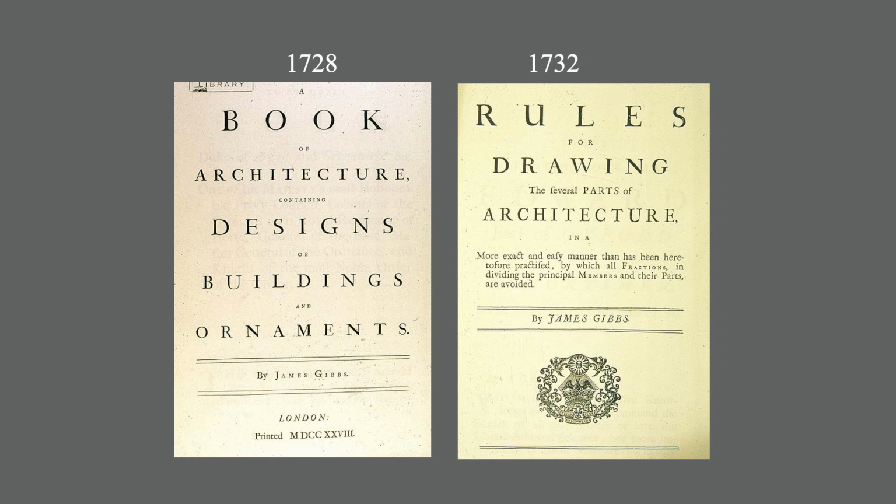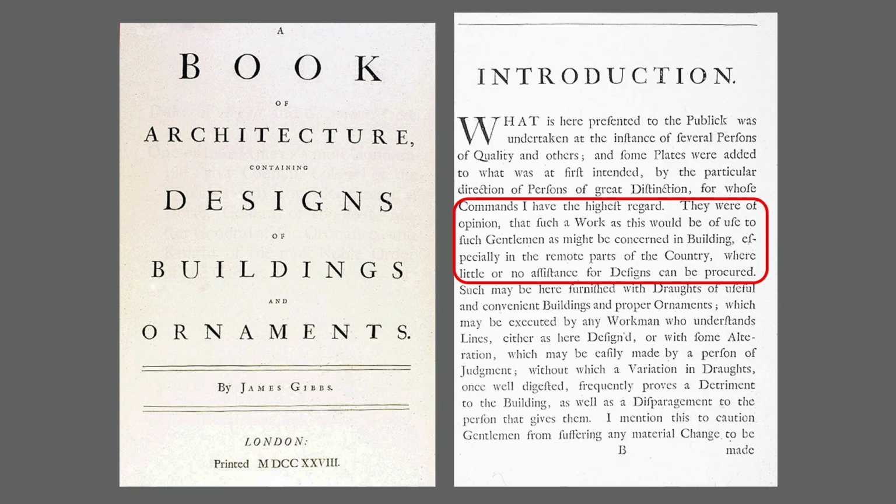Among the more influential of these publications were the two works by the prominent British architect James Gibbs. These were A Book of Architecture of 1728 and Rules for Drawing the Several Parts of Architecture of 1732. In the introduction to A Book of Architecture, Gibbs wrote, quote, "They were of the opinion that such a work as this would be of use to such gentlemen as might be concerned with building, especially in the remote parts of the country, where little or no assistance in drawings can be procured."